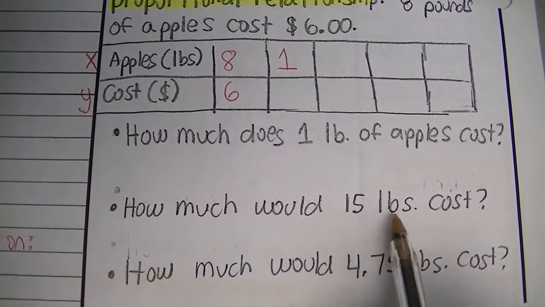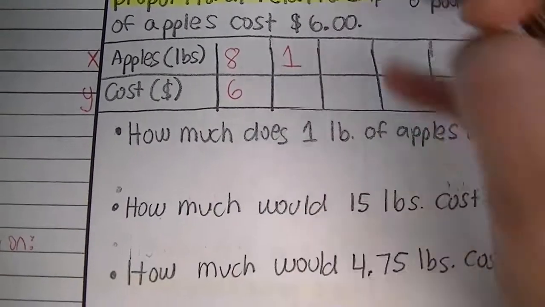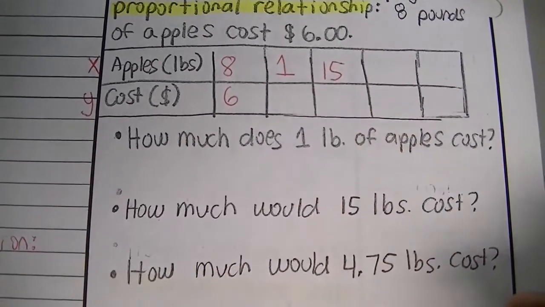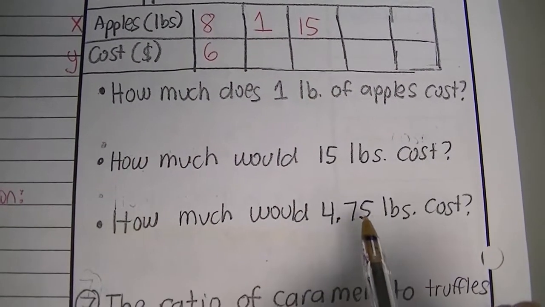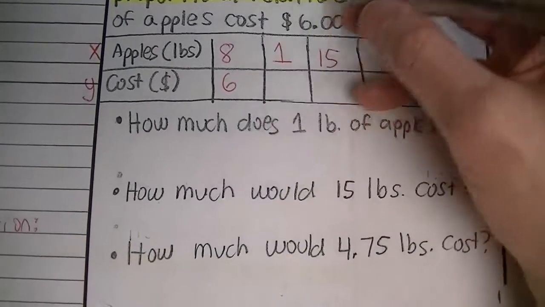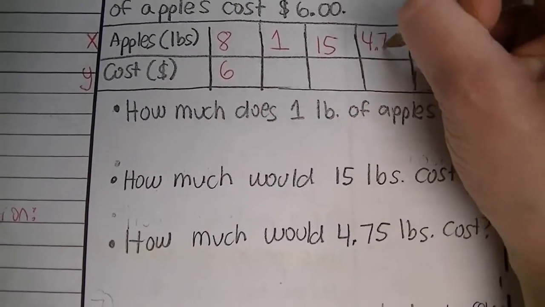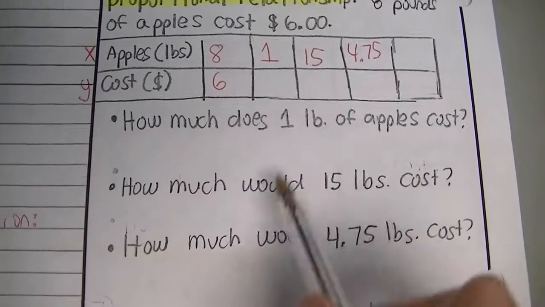How much would 15 pounds cost? They give us that information, so I'm going to put 15 there. How much would 4.75 pounds cost? So they're giving us pounds again. Okay, and then that's all the ones that they want us to find.